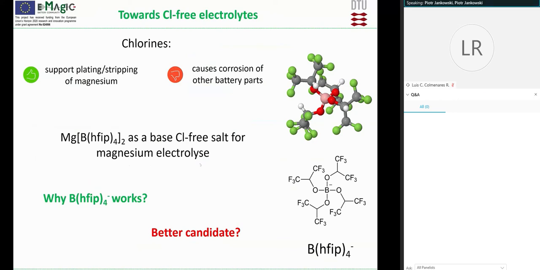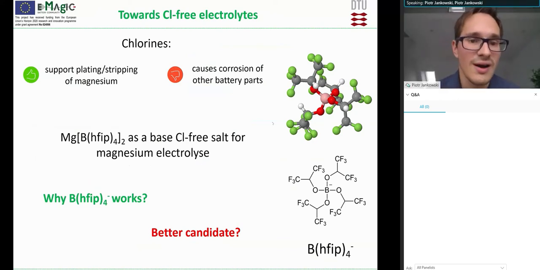So we are also trying to find some new anions, because we know that chlorine is not good, because it causes corrosion of the battery. So we want to find some anions. In the project, we are using the salt that we developed at KIT, and we just want to see why the salt works so well.